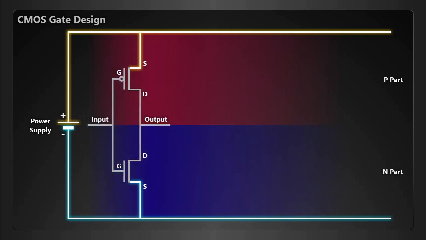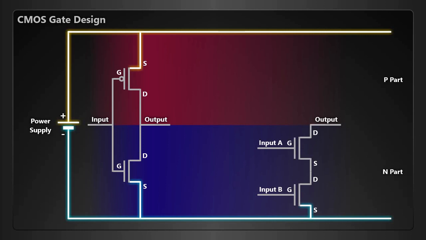Now, suppose we want to create a two-input AND gate. In CMOS, when we design a gate, we start by designing the N part. Since we want an AND, we will put two transistors in series in the N part. Both of them will need to be on for the ground signal to reach the output point.